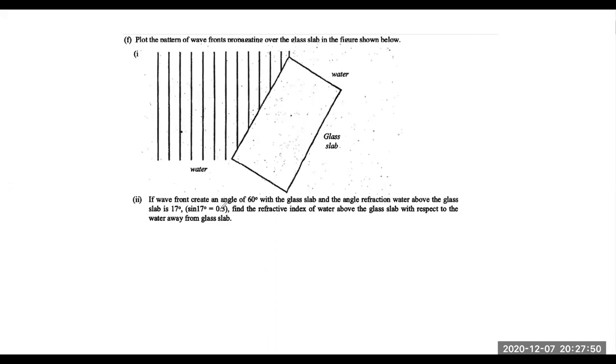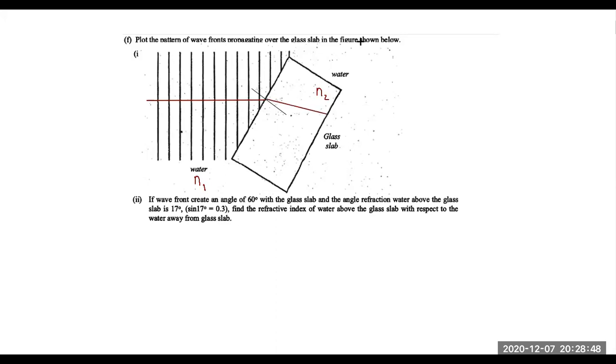Next question. If the wave front creates an angle of 60 degrees with the glass slab and the angle of refraction of water above the glass slab is 17 degrees, find the refractive index of water above the glass slab with respect to the water away from the glass. I hope you can understand what's going on here. Let's take the refractive index of this part as N1 and this part as N2. The angles they mention are the angles created by the ray with the normal. We know the normal is going to be like this, and the ray will be like this.